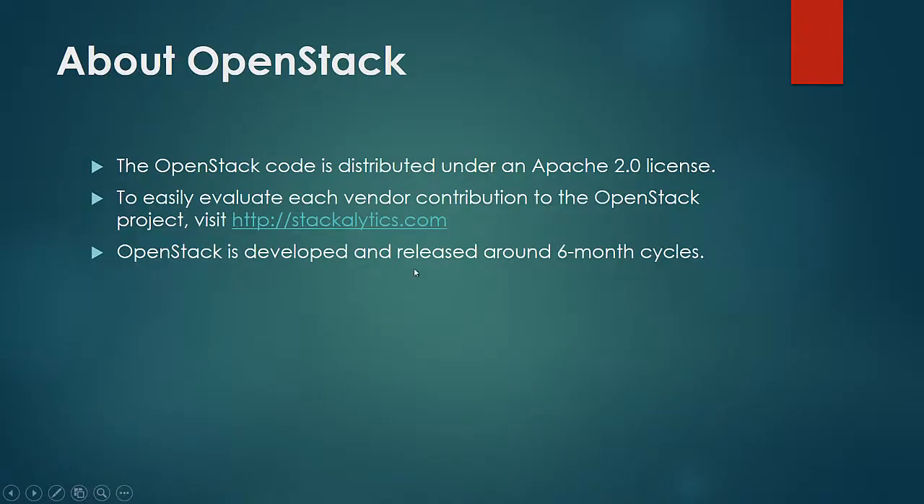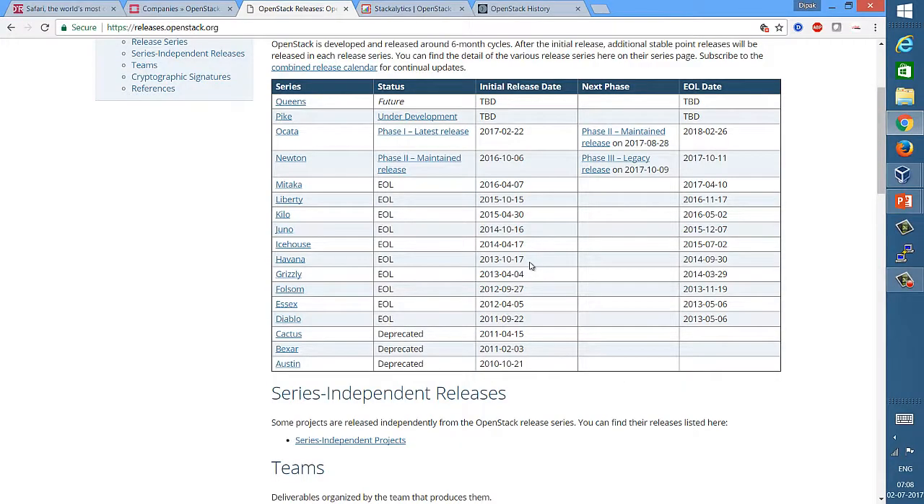OpenStack is developed and released around a 6 month cycle. We can see that the release cycle is very aggressive. This is why there are many corporates still waiting for OpenStack to be stable. They still believe that OpenStack is emerging, and one day it will be very stable. Within 1 year, for example, the version Mitaka is not officially supported after 1 year.